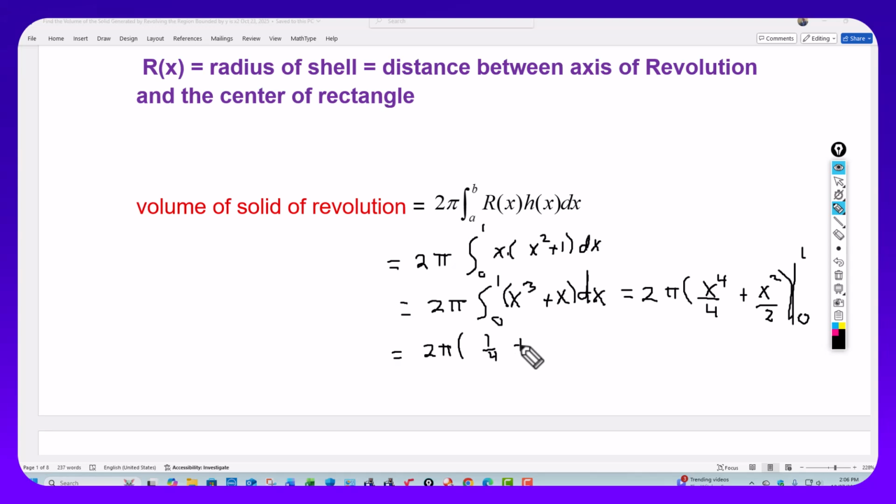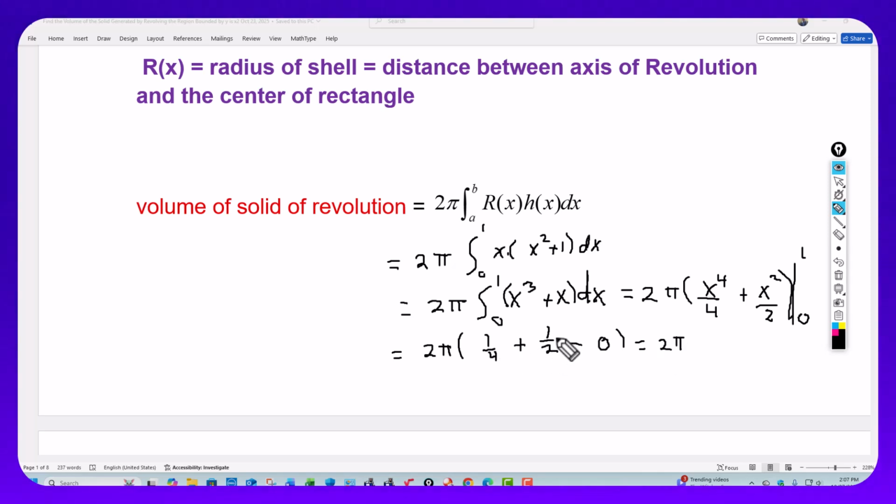Gives me the 1/4. 1 squared is 1. And then it's minus the lower limit, 0, 0. So 0 to the 4th is 0 over 4 is still 0. 0 squared is 0 over 2 is still 0. So this just gives me 0. So this will give us 2 pi.